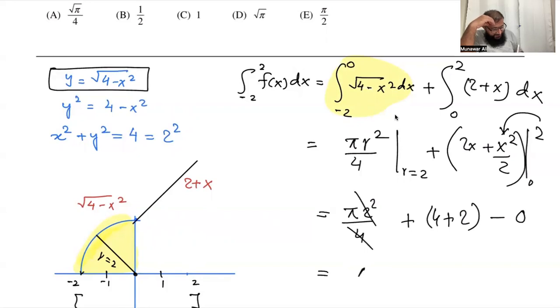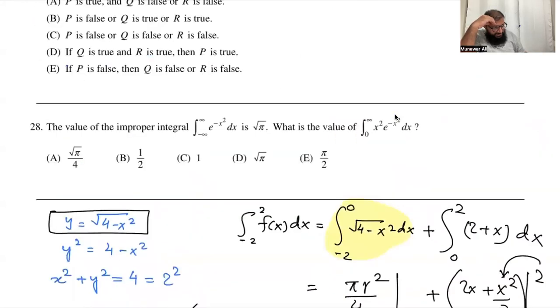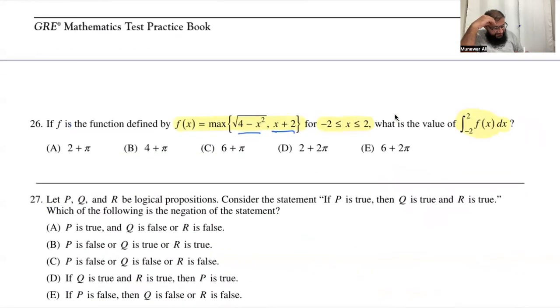So pi plus 6, which is my answer. So you can see this is option C, 6 plus pi or pi plus 6, doesn't matter. So simply, this is a piecewise defined function. Make different pieces and integrate on each piece. If the integral is difficult, then apply some sort of other techniques.